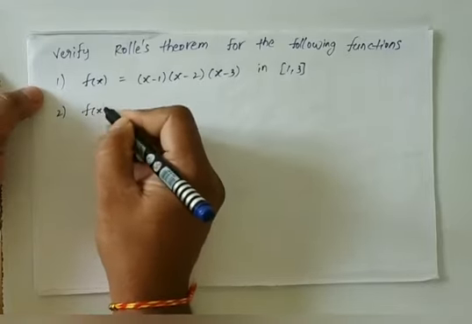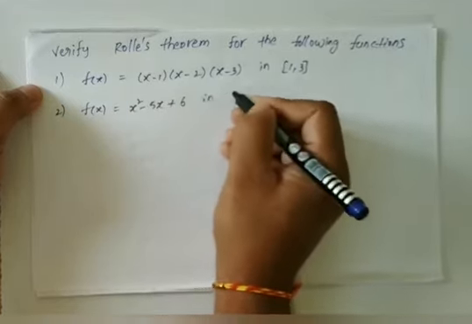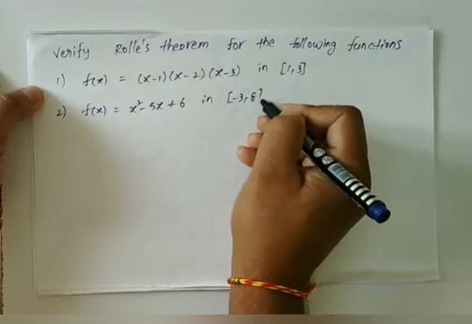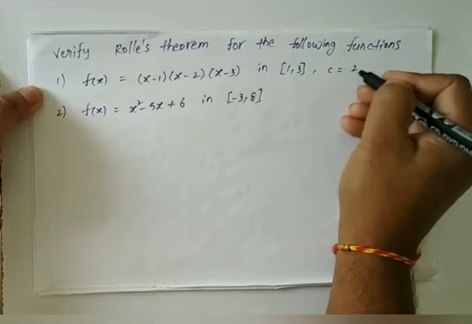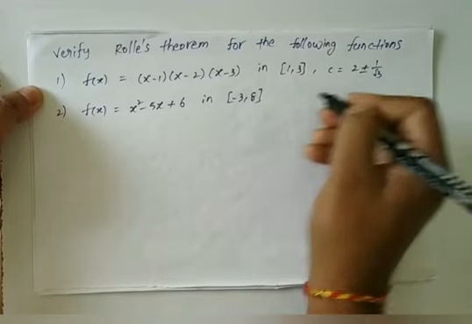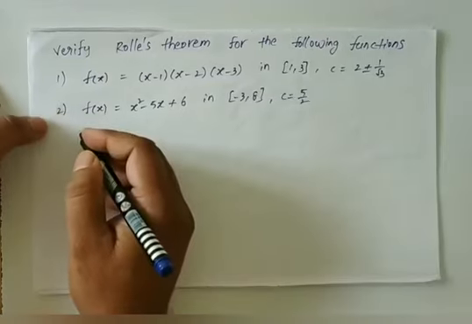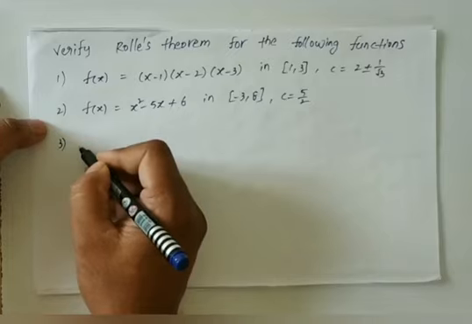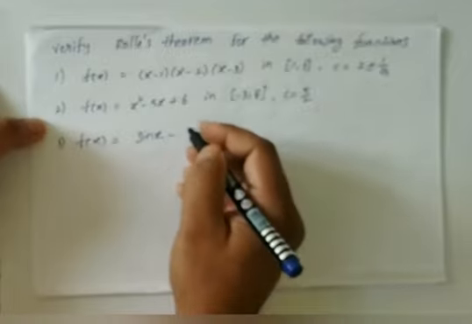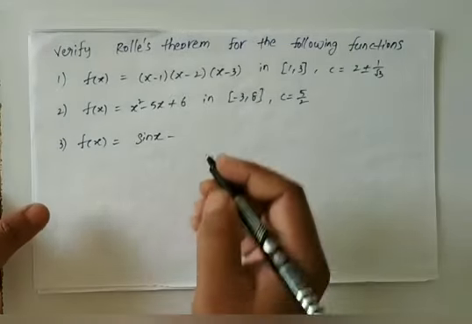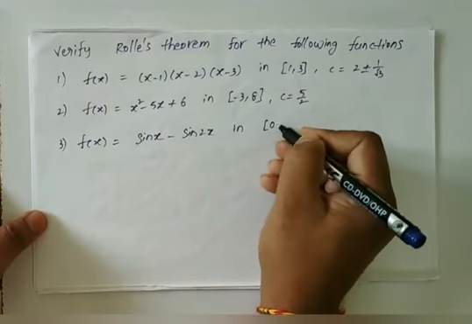Next, f of x is equal to x square minus 5x plus 6 in minus 3 comma 8. Here I will give you the c value. c is equal to 2 plus or minus 1 by root 3, so that is the answer. Third one, f of x is equal to sin x minus sin 2x in the closed interval 0 to pi.